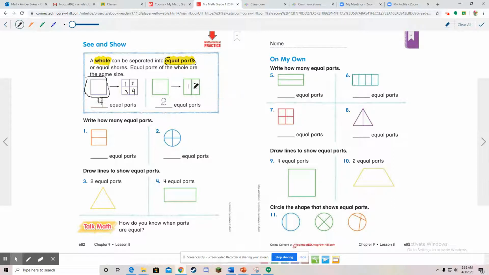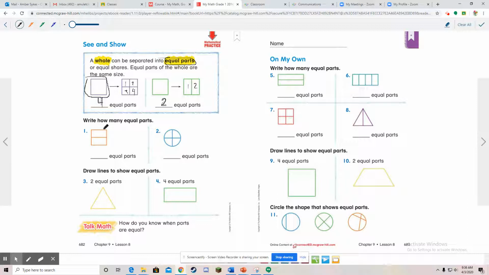One, two. You can split things in different ways. Like, have you ever tried to split a cookie with a friend? And you want to give them equal parts or equal shares, so you might cut the cookie in half, and you want to be fair. So how many equal parts are here?